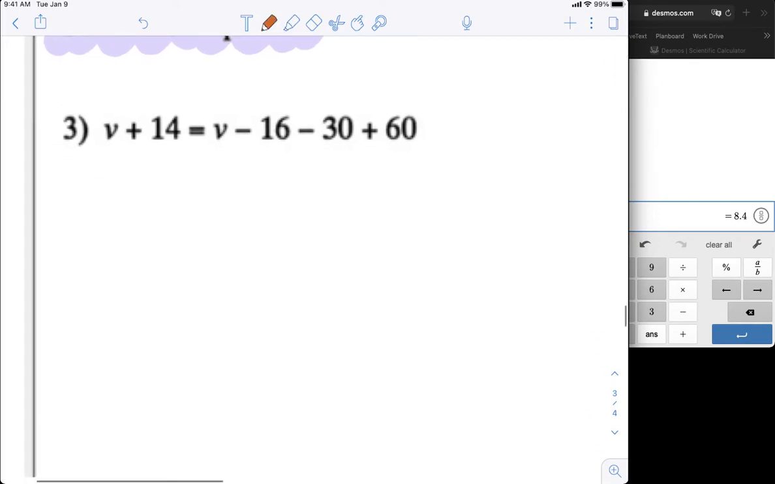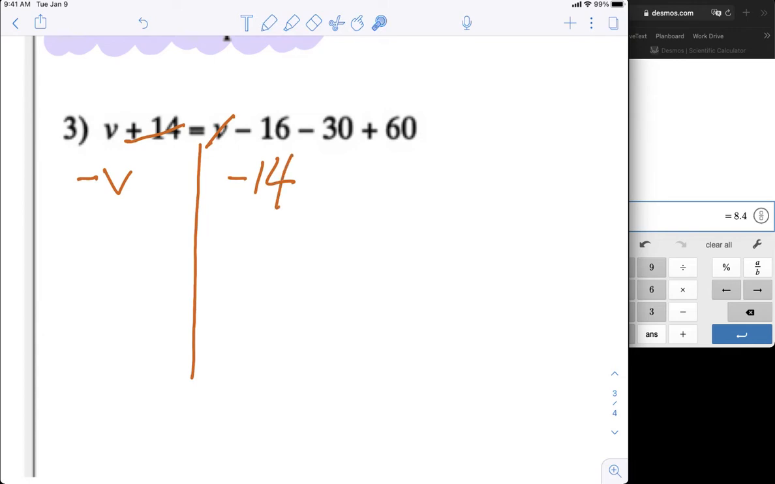Always, always, always start by line of separation. So remember, I want all my letters on the same side and all my numbers on the same side. So I'm going to bring this V over this way here like that, and I'm going to make it a minus V. So I'm going to cross it out because it's a positive V, and I'm going to say minus V. So that means since my V's are going to be on this side, I need to move this plus 14 and bring it over as minus 14. So I'm going to cross it out and I'm going to say minus 14, just like this.